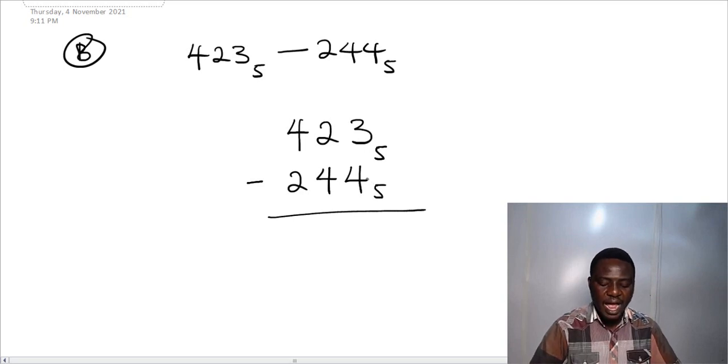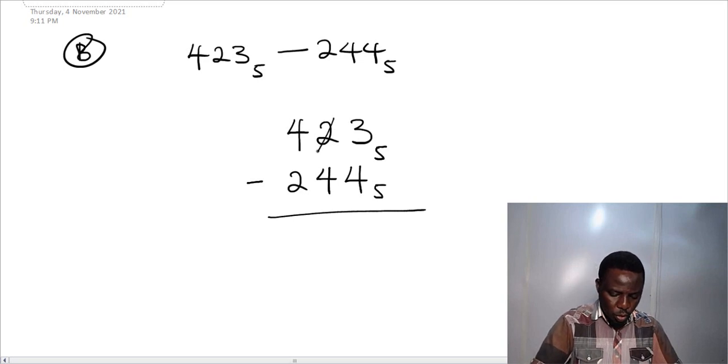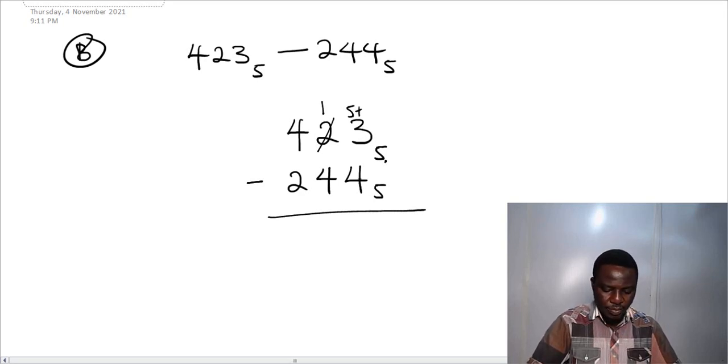Now when you subtract, let's do it together. 3 minus 4, it cannot. You borrow 1 from 2, this becomes 1. And the one you are borrowing is equivalent to the base, which is 5. So this becomes 5 plus 3, and 5 plus 3 is 8. 8 minus 4 is 4.